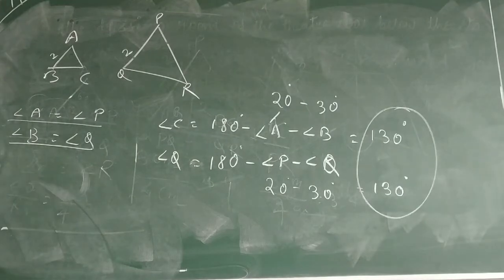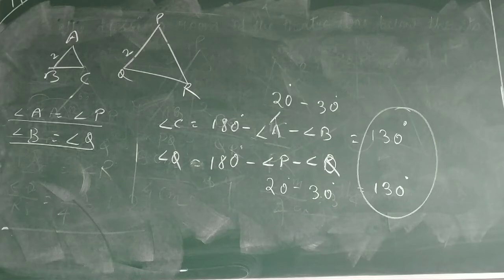So if two angles of one triangle are equal to the corresponding angles of the other triangle, then also the triangles are similar. And if the triangles are similar, then we can write very easily that the ratios of their corresponding parts are in what? Proportion. Got it? So this is all about postulate 1. After postulate 1, there is postulate 2. So let us go to postulate 2.